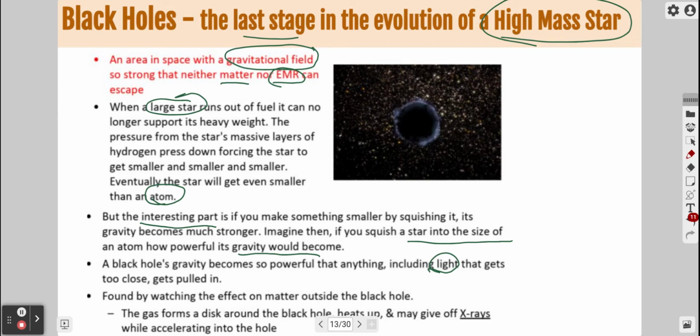Now, how do they find black holes? Well, there's gases that can form around the black hole, and they can heat up and they can give off X-rays. So a lot of times scientists are looking for X-rays from a dark area of space. And there's a lot more to it, but I would suggest doing a little extra reading if you're interested in black holes.